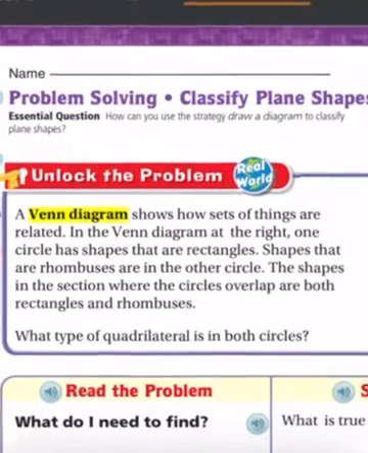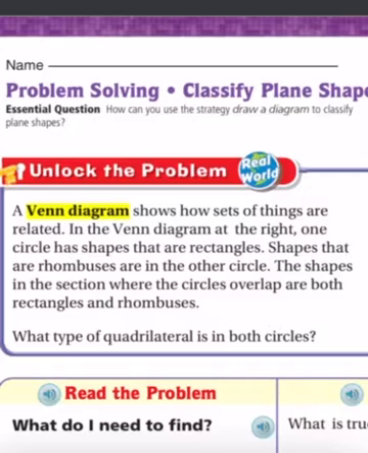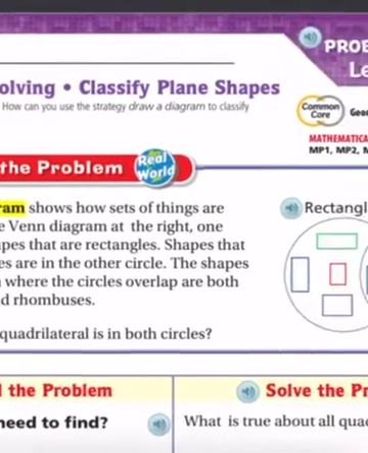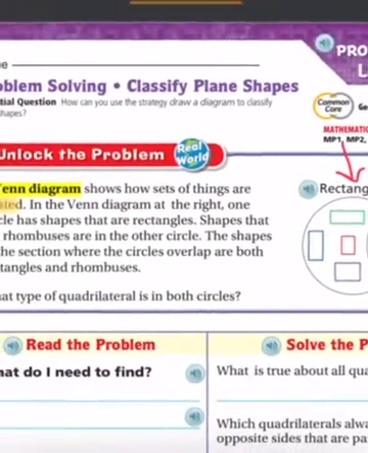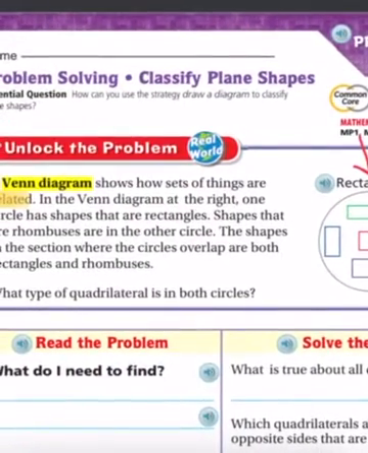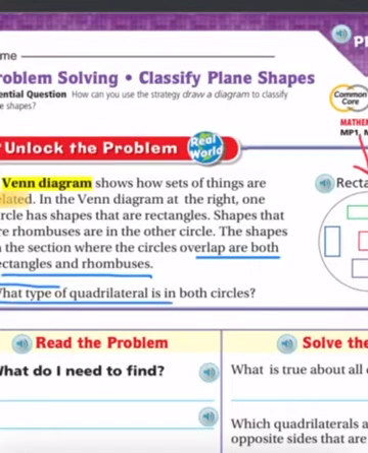And it says a Venn diagram shows how sets of things are related. In the Venn diagram at the right, one circle has shapes that are rectangles. That's this one right here. And one circle has shapes that are rhombuses. The shapes in the sections where both the circles overlap are both rectangles and rhombuses. Okay? So the big question then is, what type of quadrilateral is in both circles?